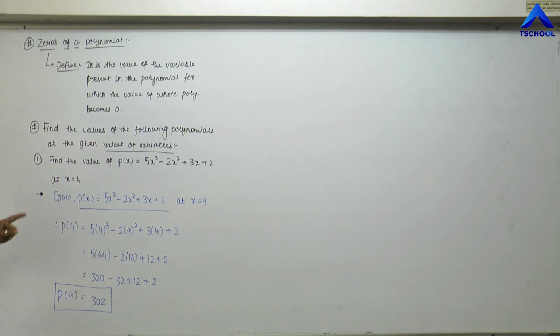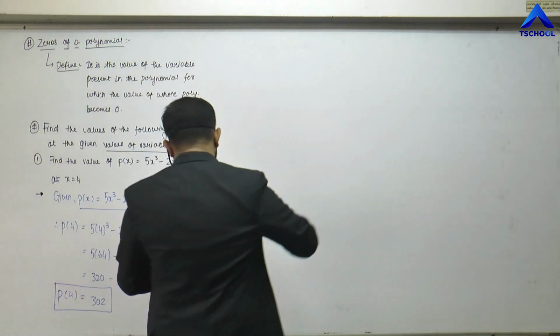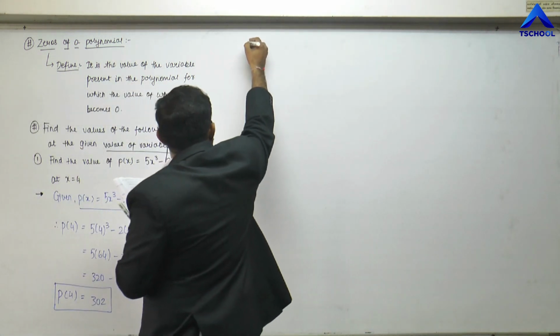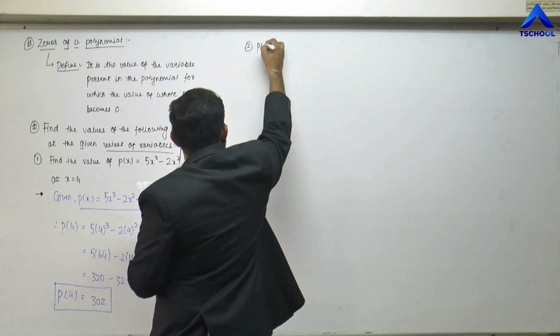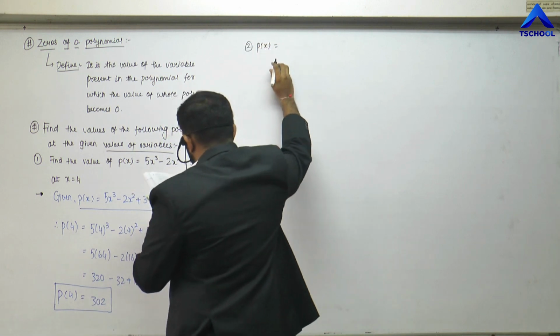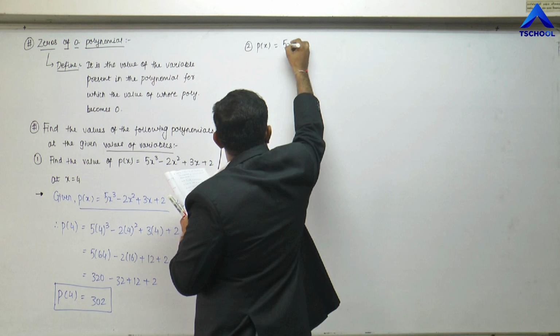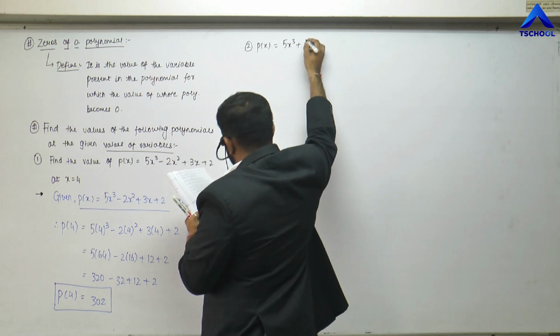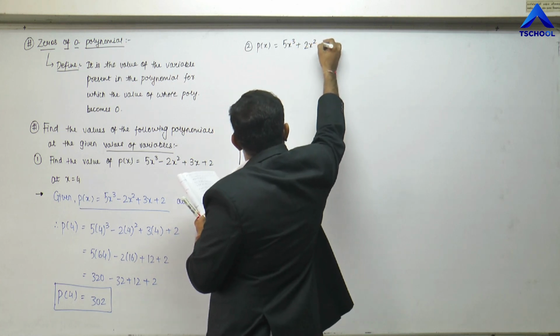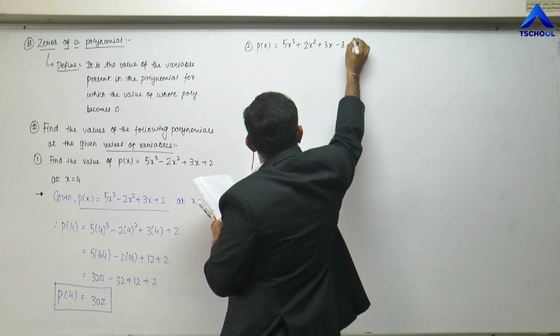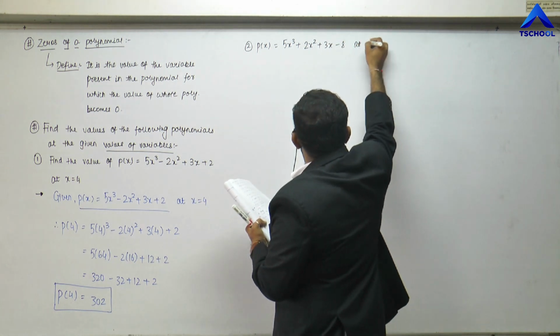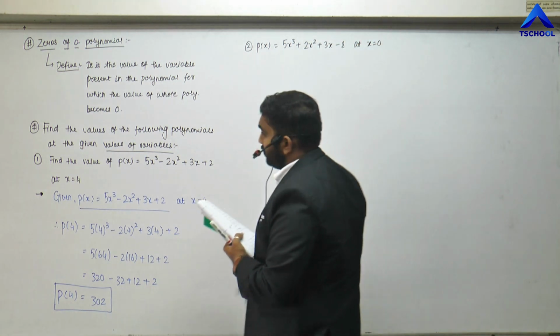Okay, so the value of this given polynomial at x equals 4 is 302. Let me solve one or two of the same kind, and then I shall give you one or two for self-study. The second one: p of x is equal to 5x cube plus 2x square plus 3x minus 8 at x equals 0.